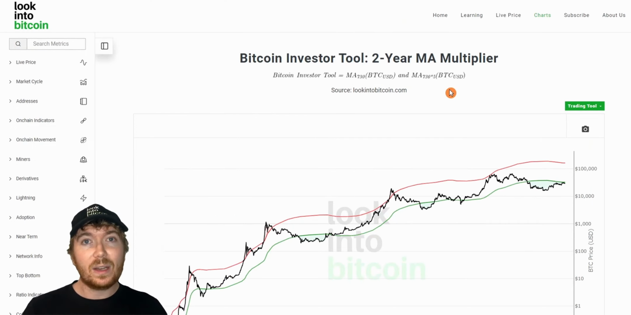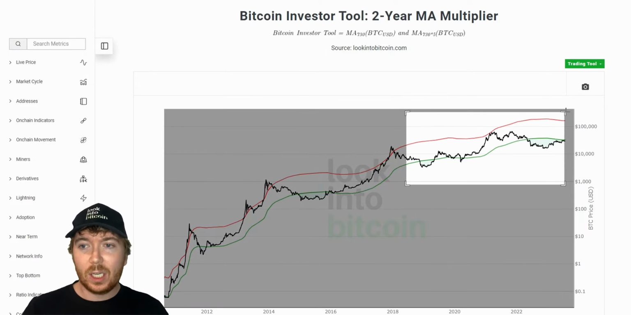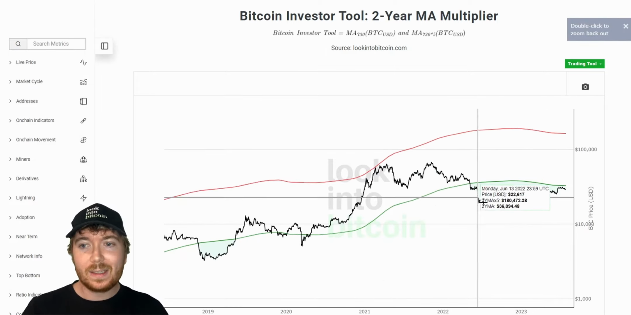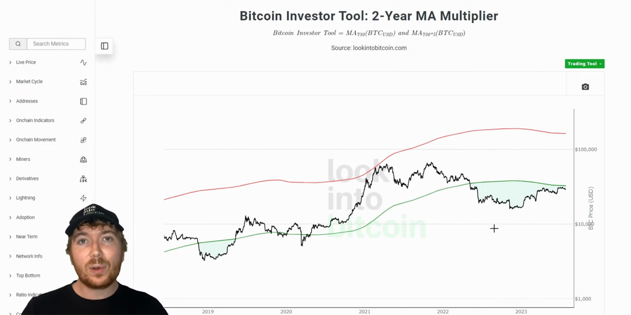So next is the Bitcoin Investor Tool, or the 2-year moving average of Bitcoin. And again, this has been a clear indicator of when we're potentially in a bear market for Bitcoin. So if I just zoom in over the past few cycles here, we can see we have spent a considerable amount of time beneath this level, and we haven't actually broken above this line yet in the current transitionary period between bear and bull cycles.